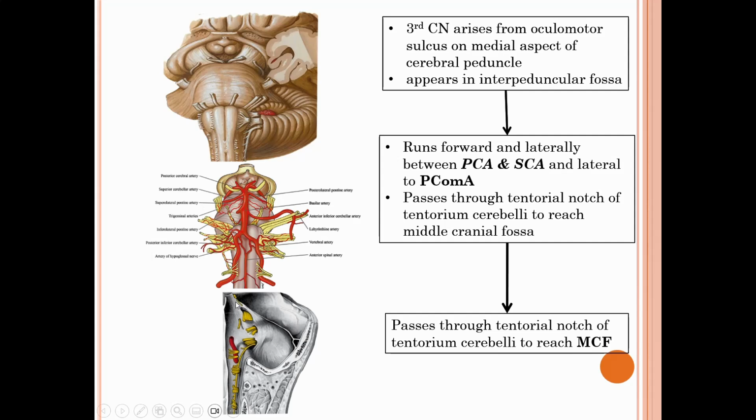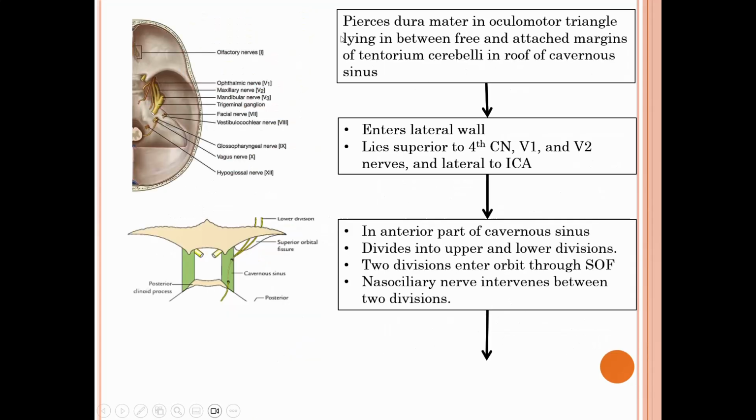Here you can see the tentorial notch of the tentorium cerebelli to reach the middle cranial fossa. It passes through the tentorial notch to reach the middle cranial fossa, and then it pierces the dura mater in oculomotor triangle, which is lying between the free and attached margin of tentorium cerebelli in the roof of the cavernous sinus.